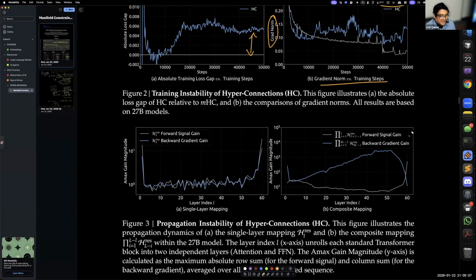When you look at the single layer mapping, this is the max gain. Max gain is what they're saying. Take the H matrix, add the columns and add the rows. What does it add to? What should it add to? 1. But what is it? What happens is that single layer mapping is still that.